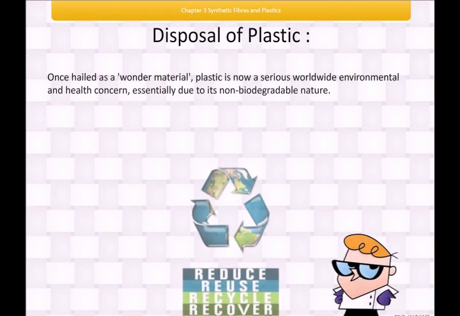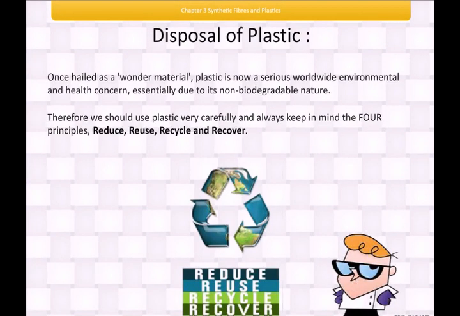Once hailed as a wonder material, plastic is now a serious worldwide environmental and health concern, essentially due to its non-biodegradable nature. Therefore, we should use plastic very carefully and always keep in mind the 4 principles: reduce, reuse, recycle, and recover.